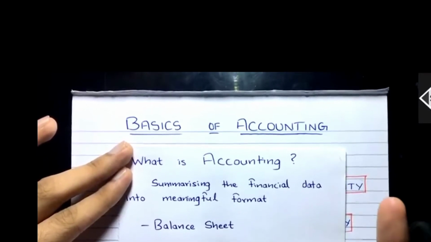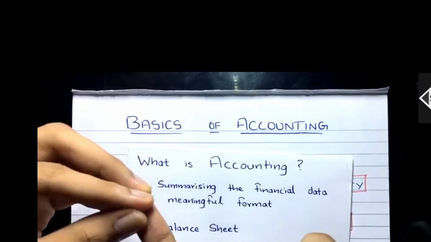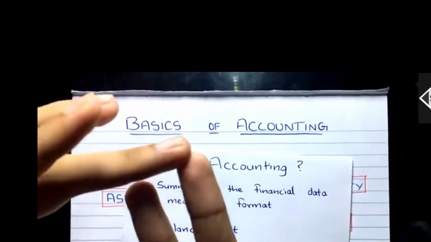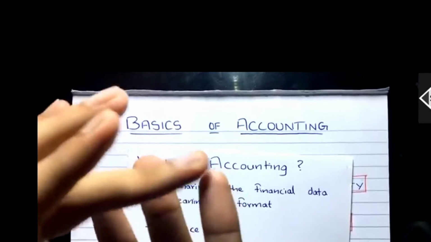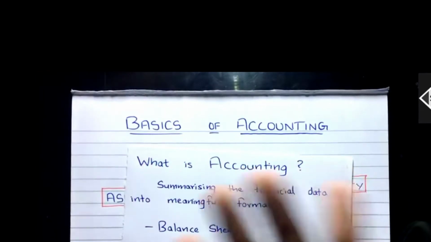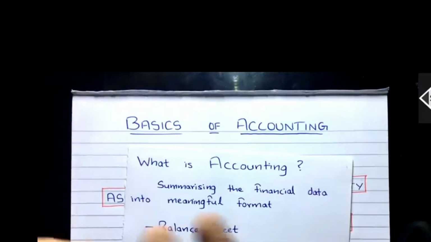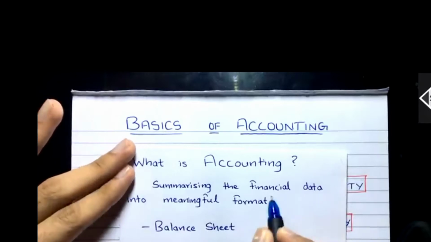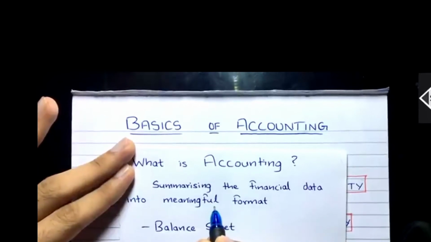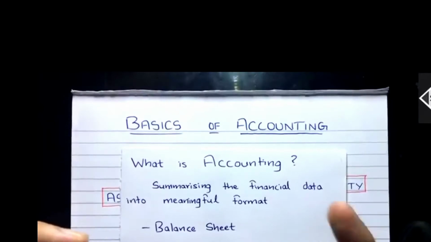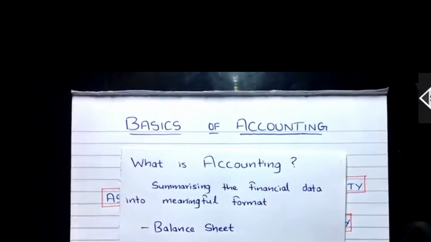Who are the users of financial information? It can be management, it can be shareholders or the owners of the business, it can be the government, it can be creditors, the people who lend money to the business or to the company, whatever it is. So these are the stakeholders, the users of financial information. This data has to make sense to them, because they can take meaningful, constructive and proper decisions based on that financial data.